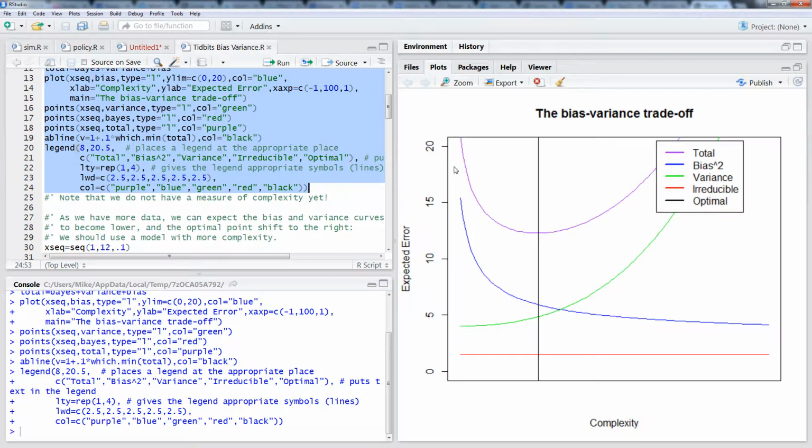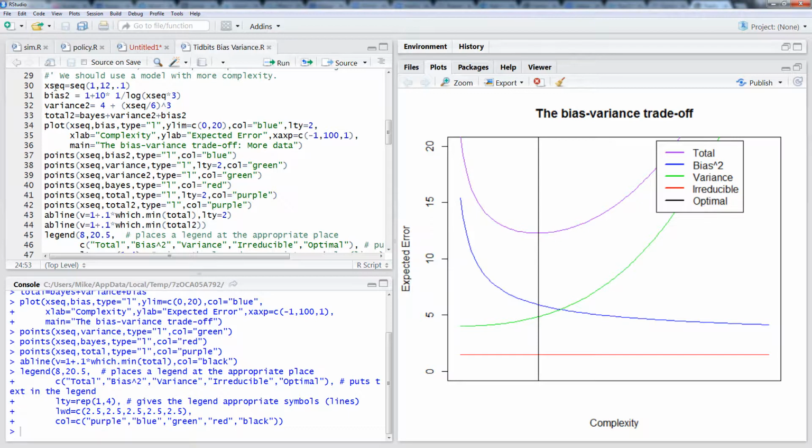Now, when we're trying to find the optimal statistical model or the optimal level of complexity of the statistical model, what we want to do is to find the minimal total error. We want the complexity of the model to hit the sweet spot where we reduce the sum of the error due to bias and the error due to variance. In this case, we get this horizontal black line and we see where it is.